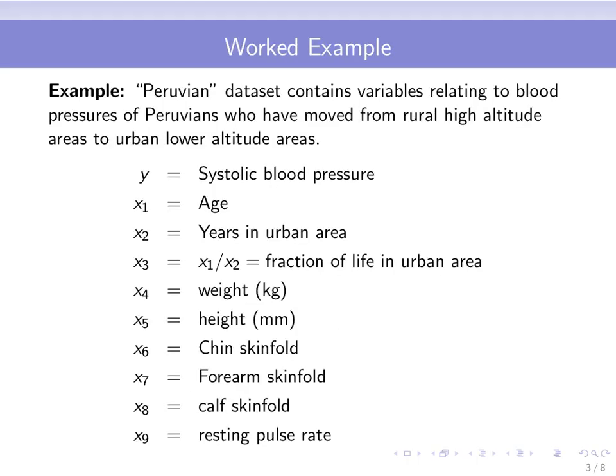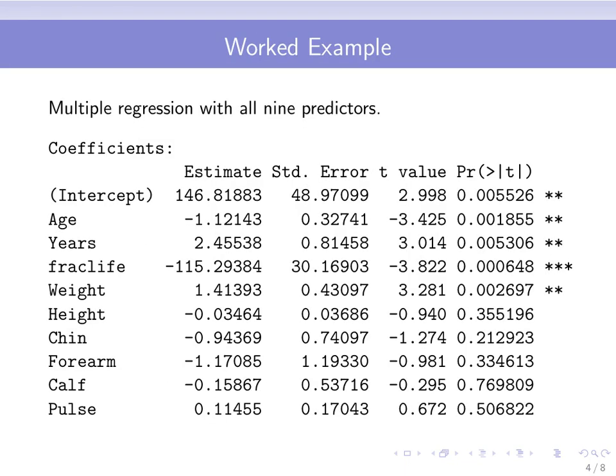So I'm going to look at a data set with 9 predictors. It contains some data on the health status of some people in Peru who have been moved from a high altitude to a lower altitude in the urban areas. Let's fit this model and see some of these significance tests. We notice these last 5 are all insignificant, so you think, well, could I drop all 5 of these simultaneously?